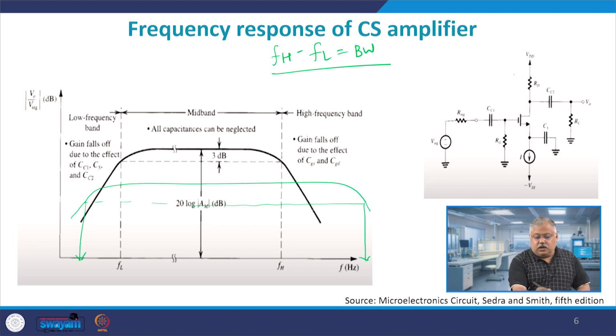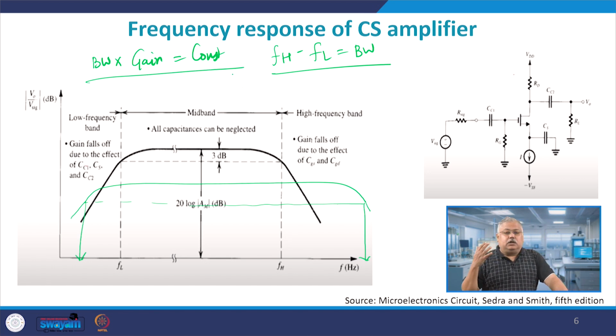So, one wonderful formula which comes out is that bandwidth multiplied by gain is always constant. It means that if you have a large bandwidth, automatically your gain drops down. Similarly, if you have a higher gain, then the bandwidth is lower, right. The bandwidth is the difference between FH, known as the high cutoff frequency, and FL, the low cutoff frequency, right. And this is where you define the voltage gain to be equal to this.